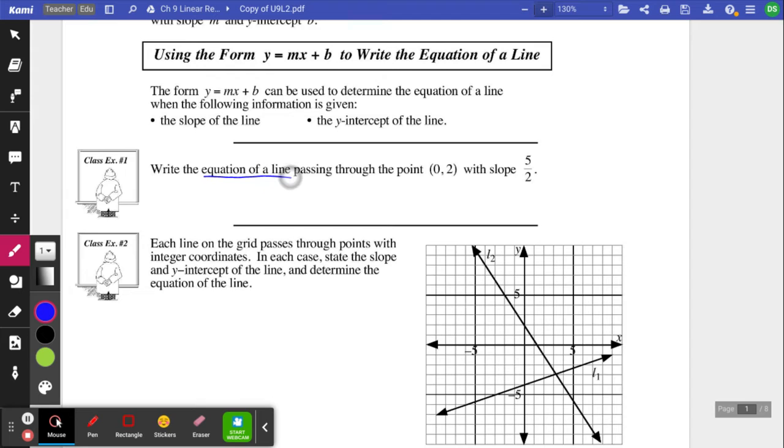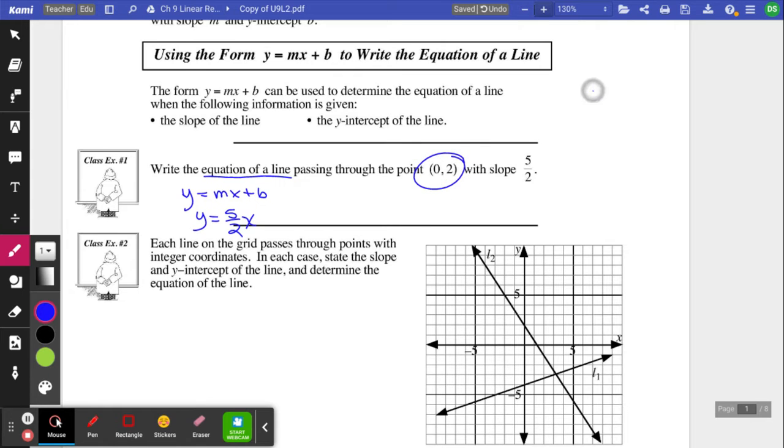Every time you see the words, the equation of a line, you will start with y equals mx plus b. Every time. Now you must fill in 2 letters to be finished. M and b. Do you know what m is? So we simply write down y equals 5 over 2. You must write the x. Please don't forget the x. And then the b is the y-intercept. Did they give us the y-intercept? Kind of hidden, but yes, they did.